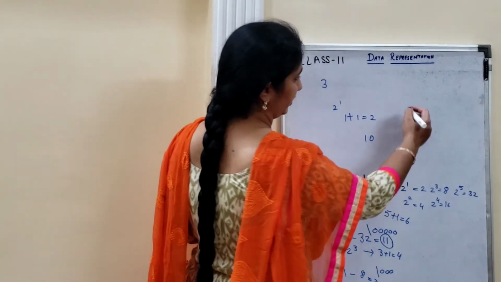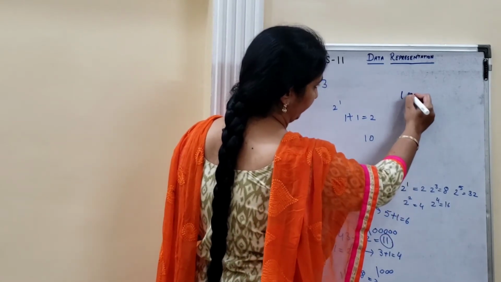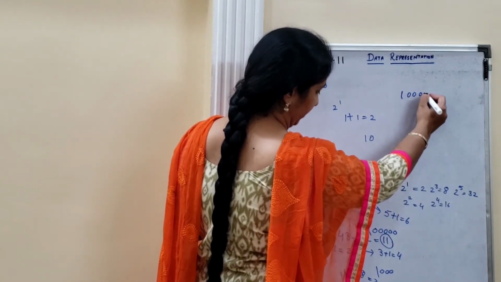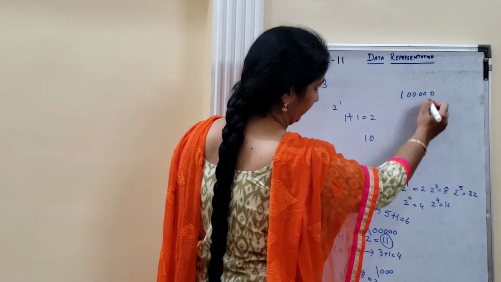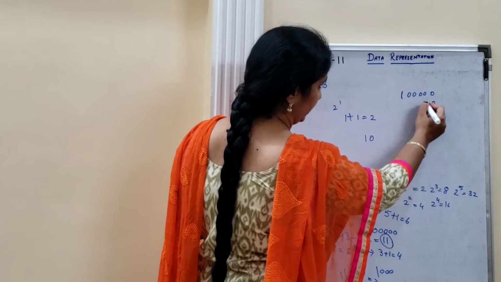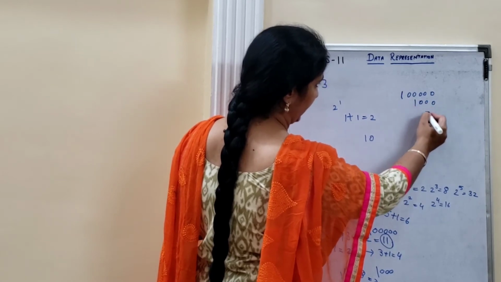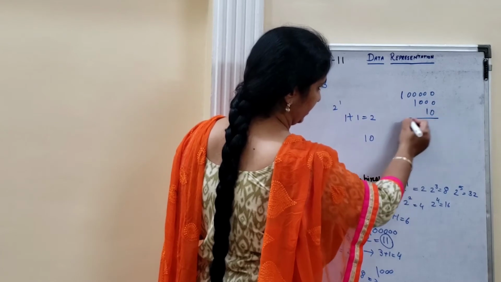Now all together you have to write the bits: 1 at the sixth place, 0 at the fifth, 1 at the fourth, 0 at the third, 1 at the second, and 1 at the first, giving 101011.